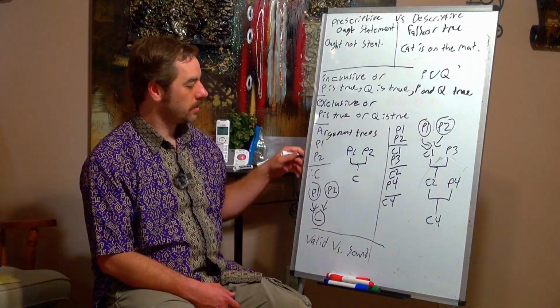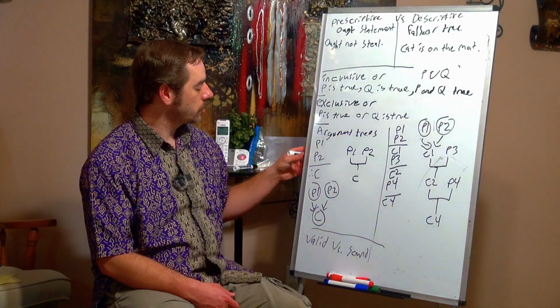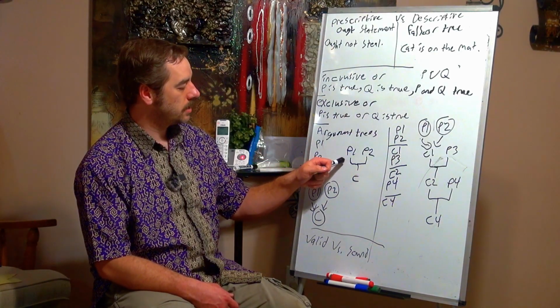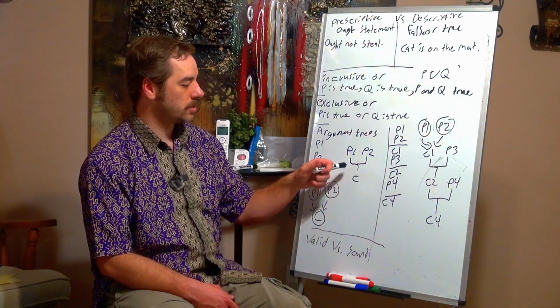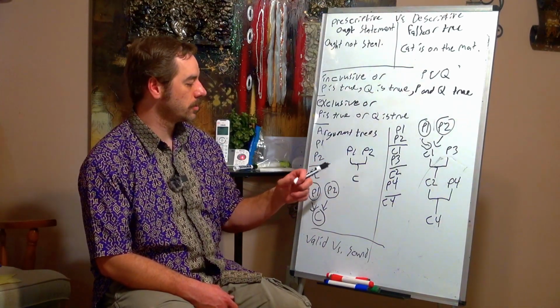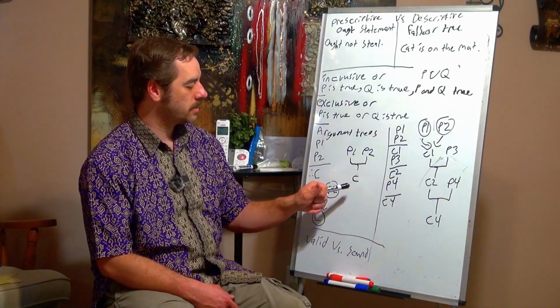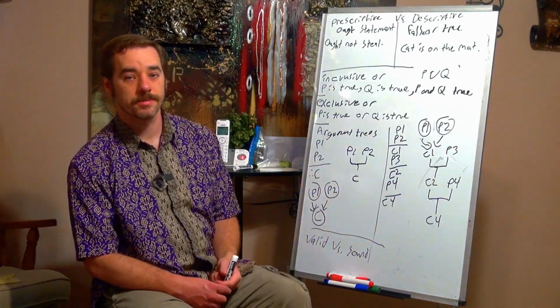Willie is in the music club. No member of the music club plays jazz. Therefore, Willie doesn't play jazz. So you can see the first two premises actually have to support each other to connect to the conclusion. Willie's in the music club. No member of the music club plays jazz. Therefore, Willie doesn't play jazz.